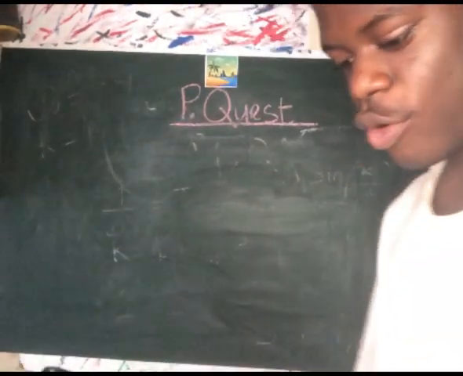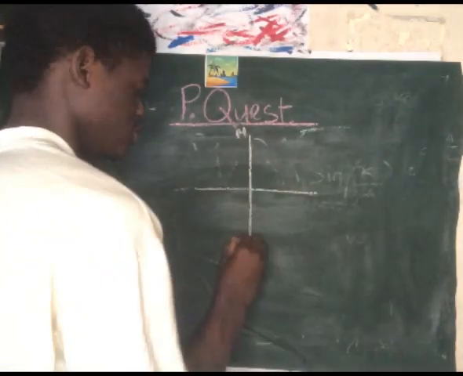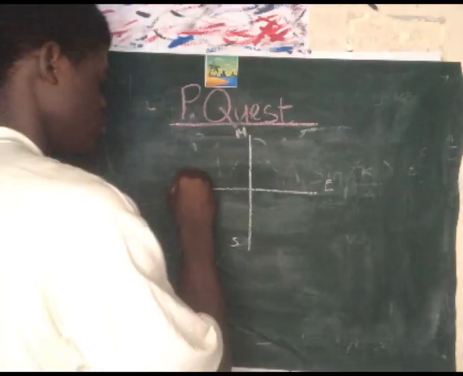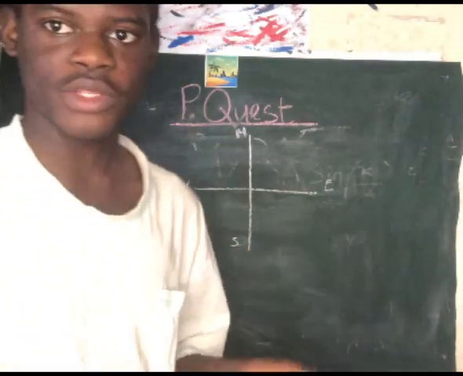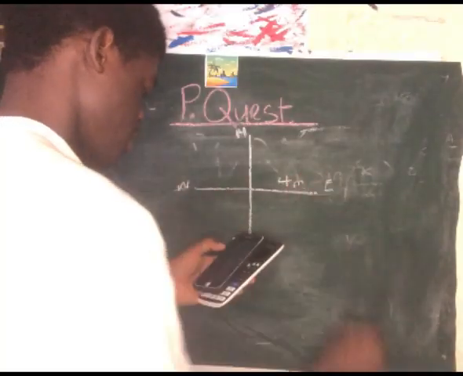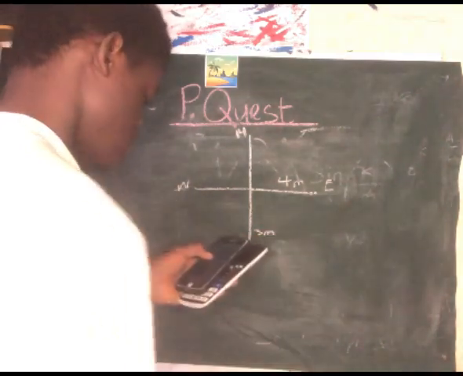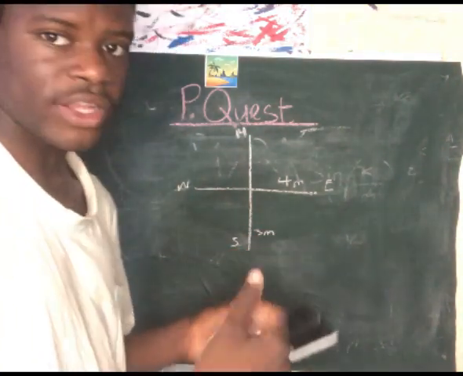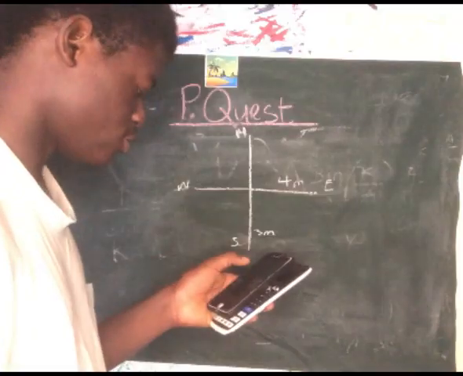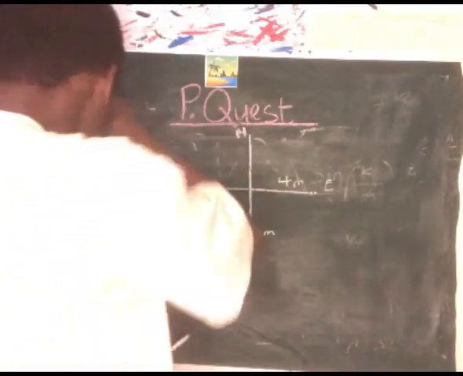So question number 7. It said a boy walks 4 meters east. These are the 4 cardinal points. This is north, this is south, this is east, and this is west. So it said a boy walks 4 meters east, and 3 meters south. They said find the magnitude and direction of his displacement.